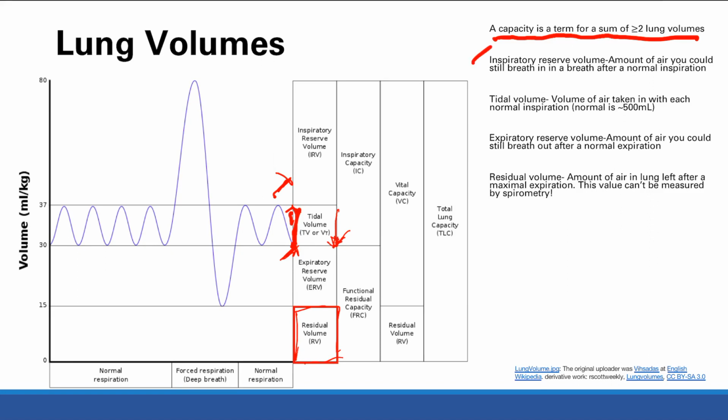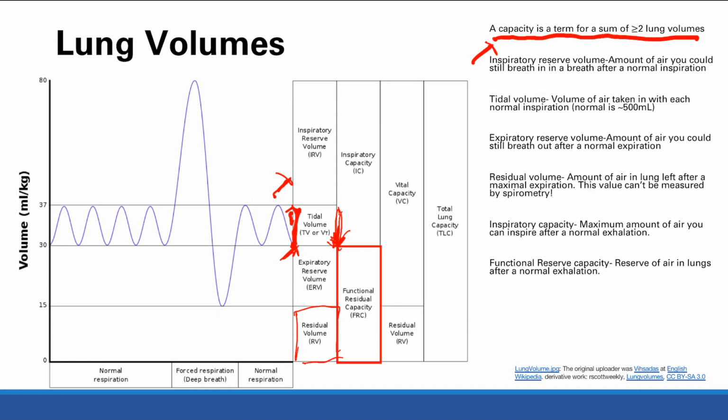Now I tell you again, a capacity is a term for a sum of two or more lung volumes. So the ones we just talked about were lung volumes, and now we're going to talk about capacities, okay? Inspiratory capacity. This is the maximum amount of air you can breathe in after a normal exhalation. So you expire normally, and then if you breathe in as much as you can, that's your inspiratory capacity. Your capacity to inspire after a normal exhalation.